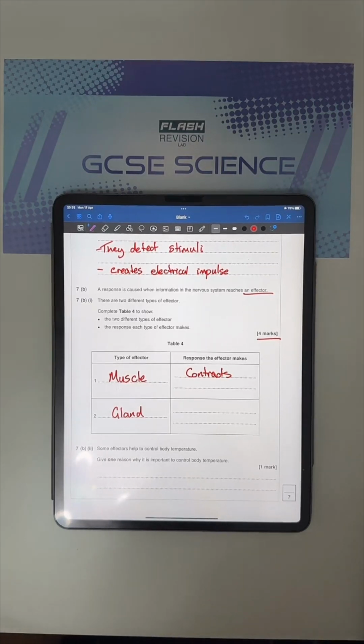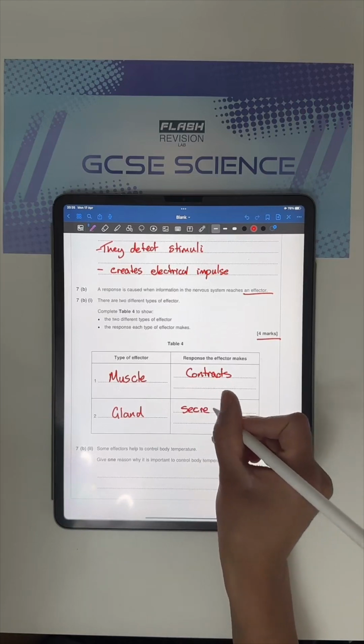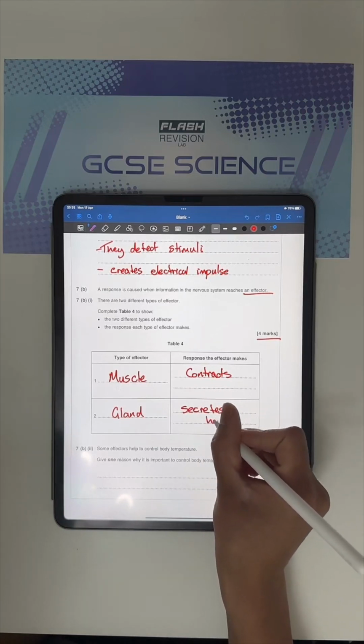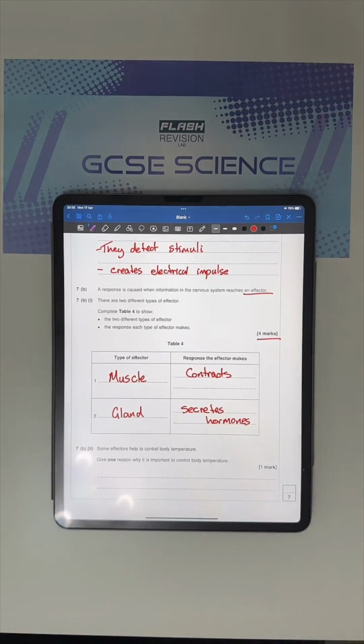Muscle contracts. What does a gland do then? So Daniela, yep, secretes hormones. Well done.